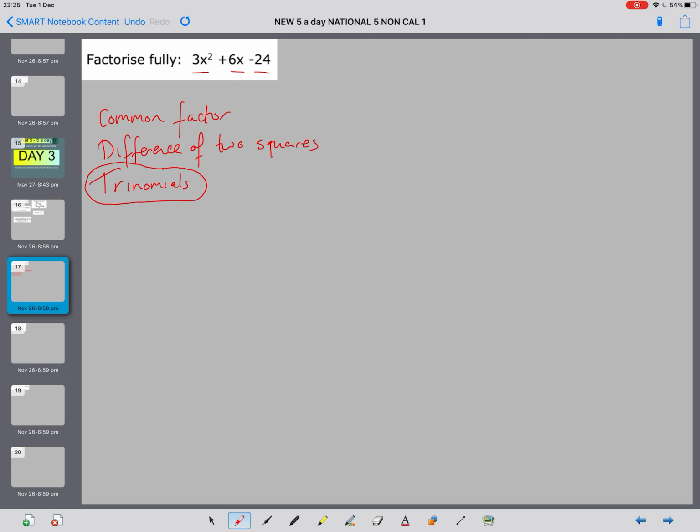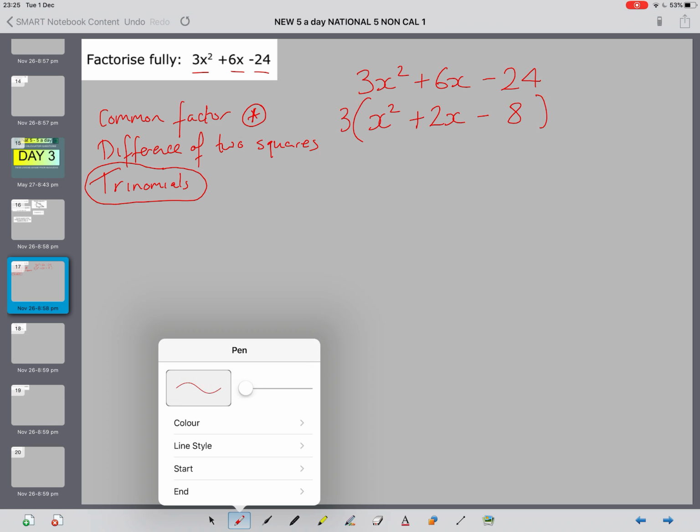However, with all 3 of these, you should always try and find a common factor first. So if I take my 3x squared plus 6x, take away 24, can I take something out of this? Can I take a factor out that divides into the 3x squared, the 6x, and the negative 24? I can take a factor of 3 out. So 3 multiplied by what gives me 3x squared? Must be x squared. This must be 2x. And this must be 8. Then I am going to factorise that trinomial.